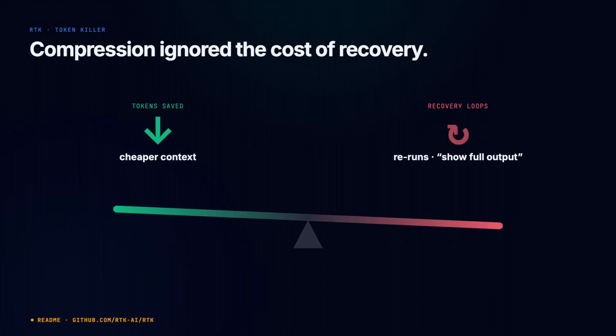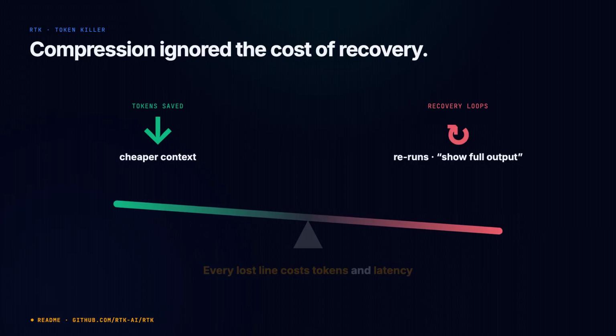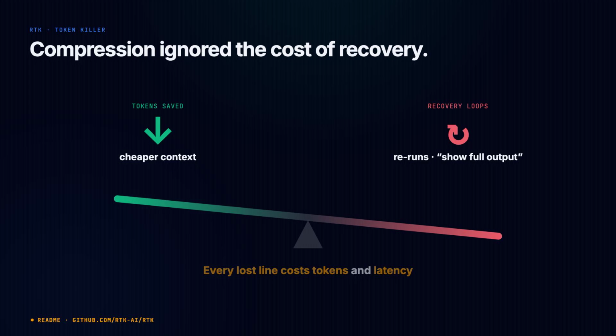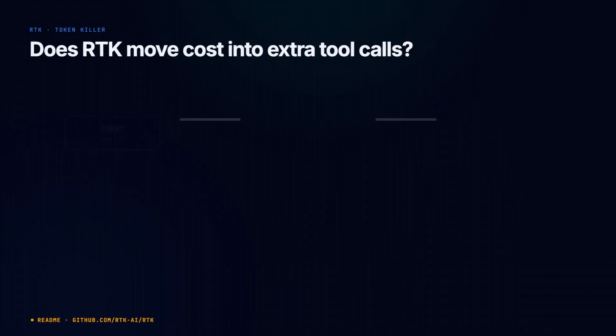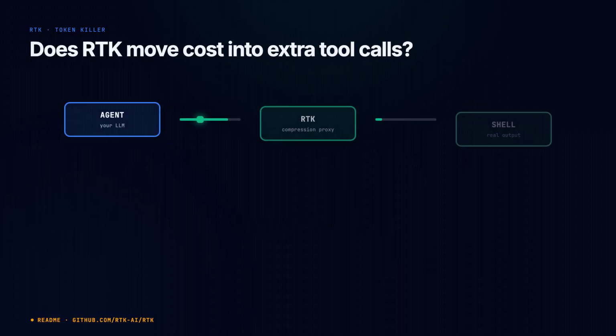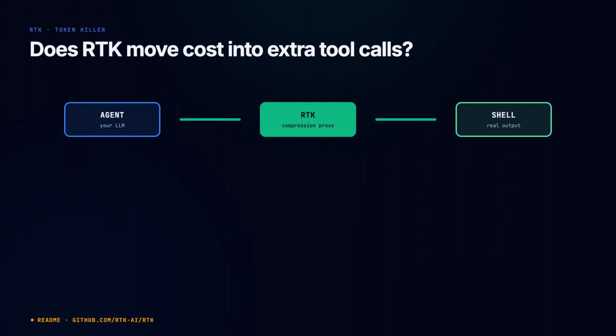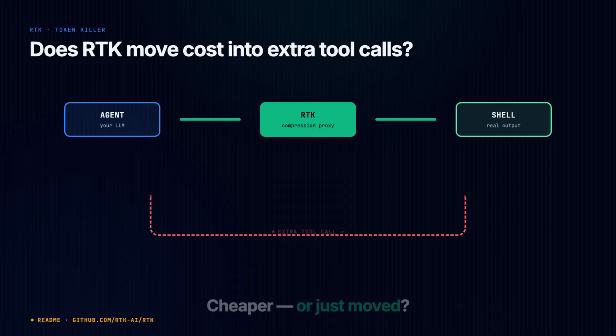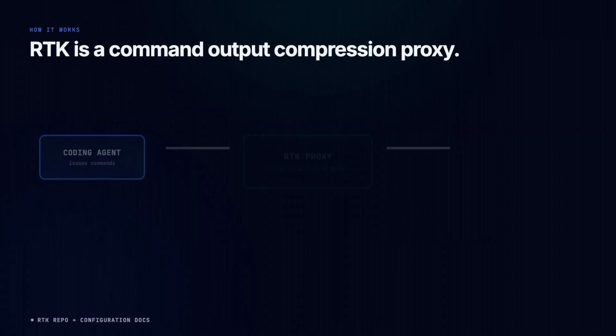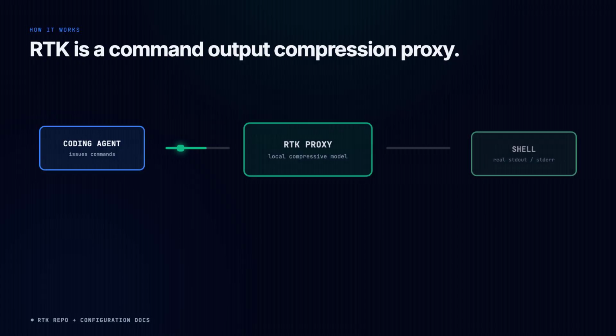Every time an agent has to rerun a command or ask for more detail because information was lost in compression, your cost and latency increase. Does RTK actually make your agent cheaper, or does it just move the cost of LLM interaction from CLI tokens into extra tool calls? RTK sits as a command proxy between a coding agent and the shell.